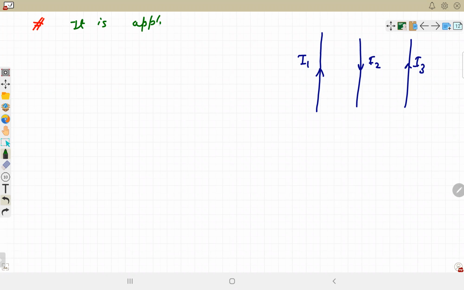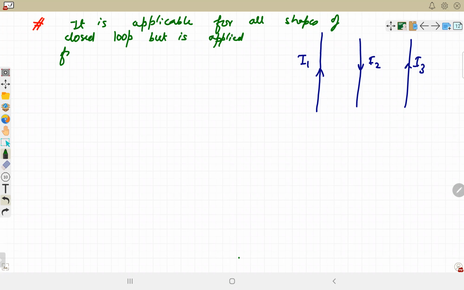We just have to follow a sign convention for the current. It is applicable for all shapes of closed loop, but is applied only for a symmetrical loop to calculate magnetic field.